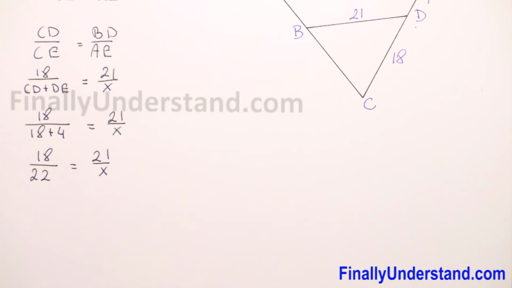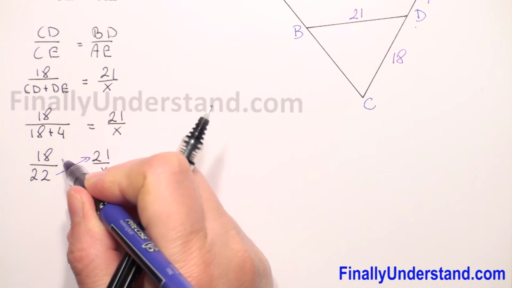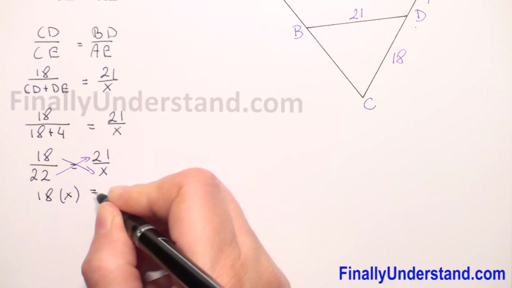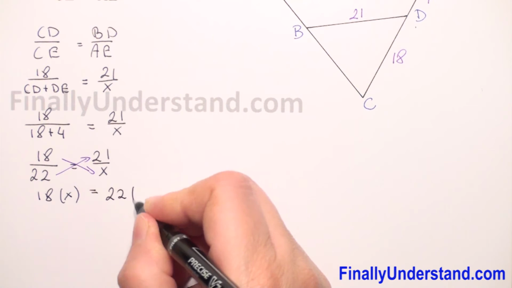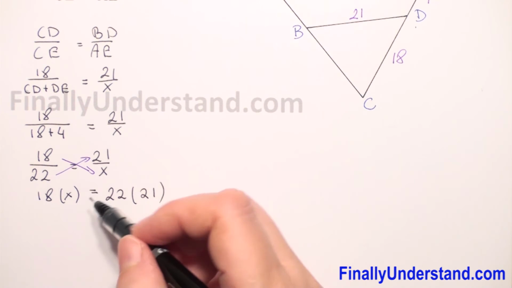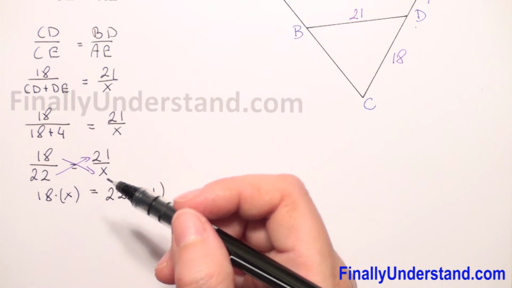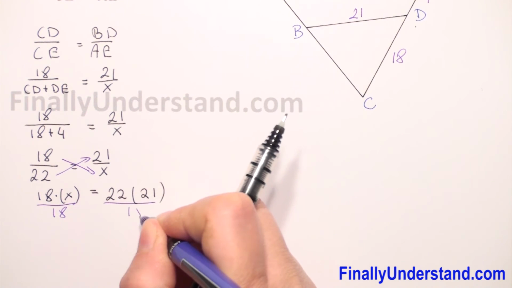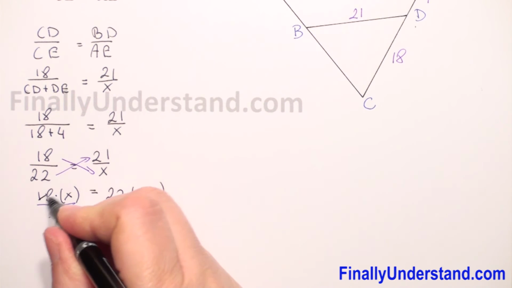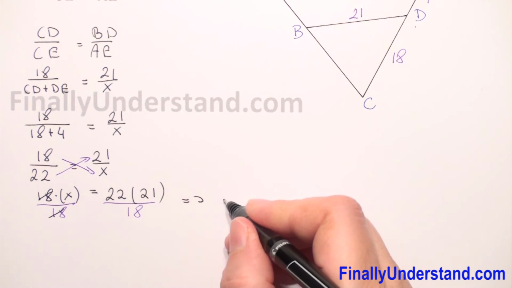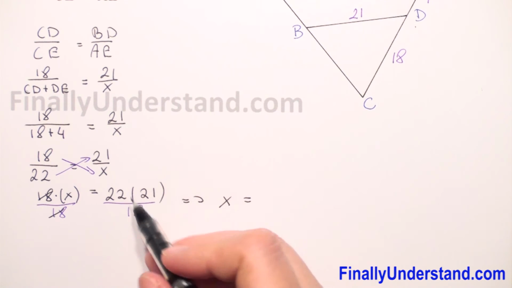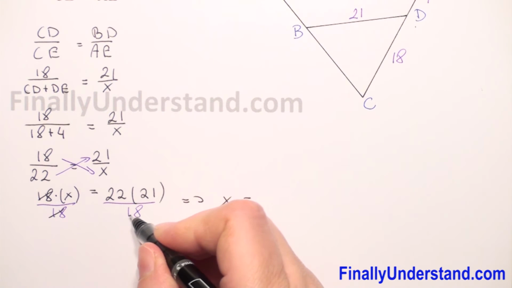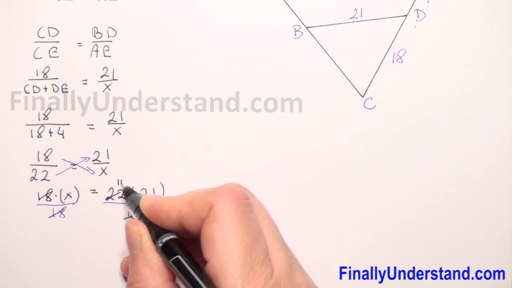Now we can cross multiply. So we have 18 times x. This is equal 22 times 21. So now, because we have multiplication on the left side, I will divide both sides by 18. So 18 and 18 we can reduce, and we have that x is equal, we can reduce 18 and 22 by 2, so it will be 9 and 11.